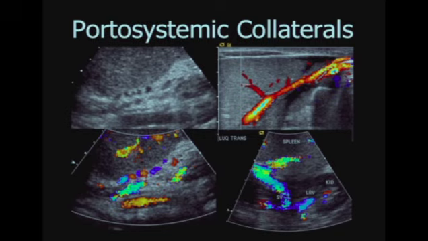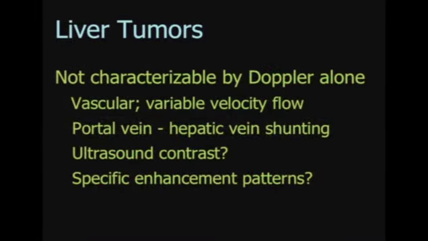Indirect findings: looking for portosystemic collaterals. If you look in the region of the GE junction, here's the aorta. This is the lesser omentum, and you can see multiple anechoic channels that turn out to be venous channels on color Doppler. These are your esophageal varices. You can see recanalization of the umbilical vein, and you can also occasionally see spontaneous splenorenal shunts, all attempts by the portal system to find lower pressure outlets.